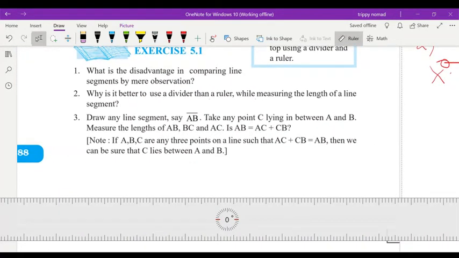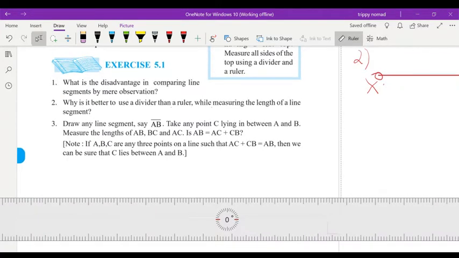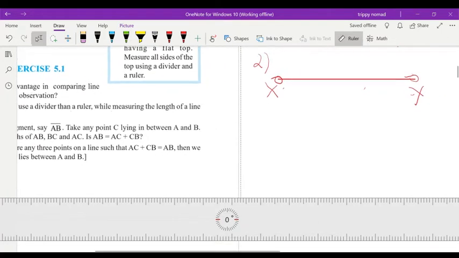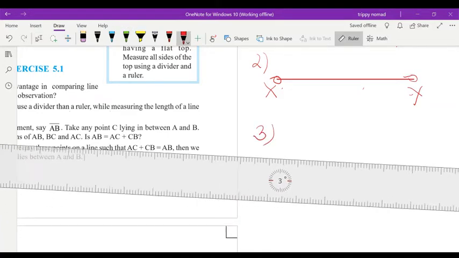Now question number 3, children. Draw any line segment AB, take any point C lying in between A and B, measure the lengths of AB, BC and AC. Is AB equal to AC plus CB? You have to measure the lengths and find out if AC plus CB is equal to AB. If A, B and C are any 3 points on the line, it will be equal. Okay children, so this is our question and very simple, you can do it yourself. I am just guiding you for this question.